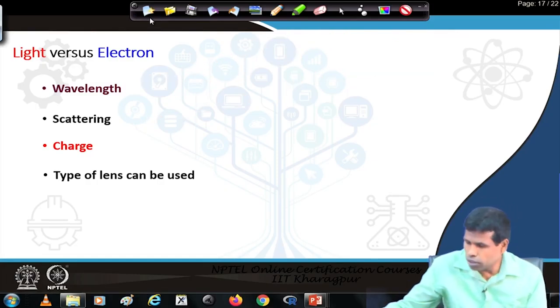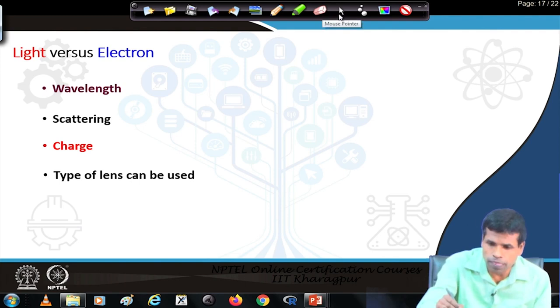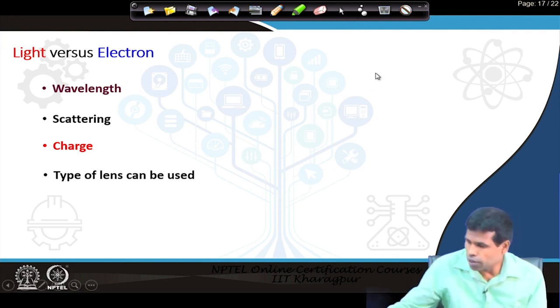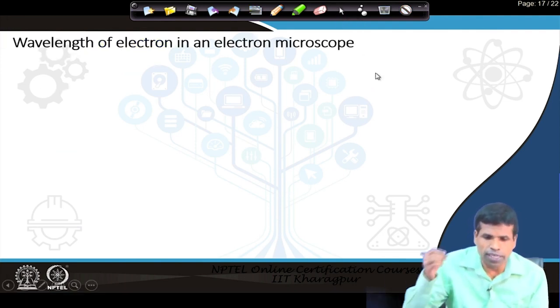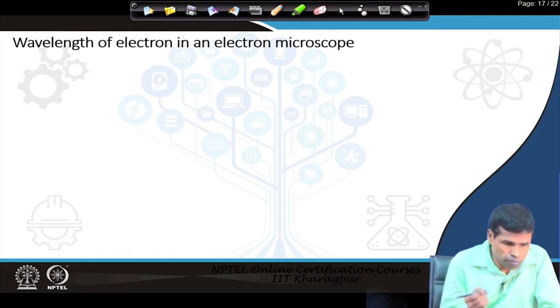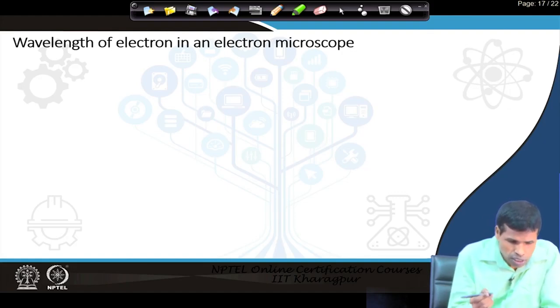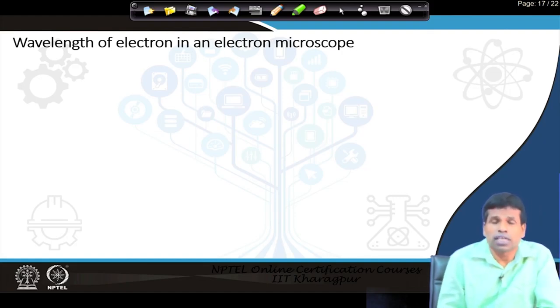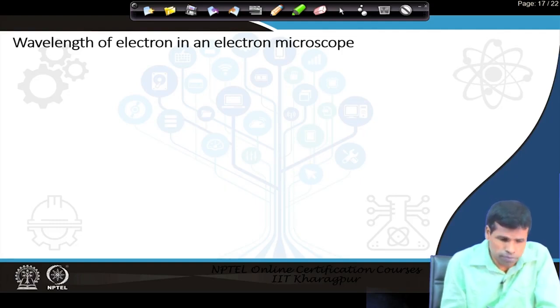So, as we were talking about the wavelength of the electrons in an electron microscope, that I was telling 0.001 to 0.01 nanometer. Electrons carry charge, it is negatively charged, 1.6 × 10^-19 coulomb, and it has a rest mass of 9.1 × 10^-31 kilogram.